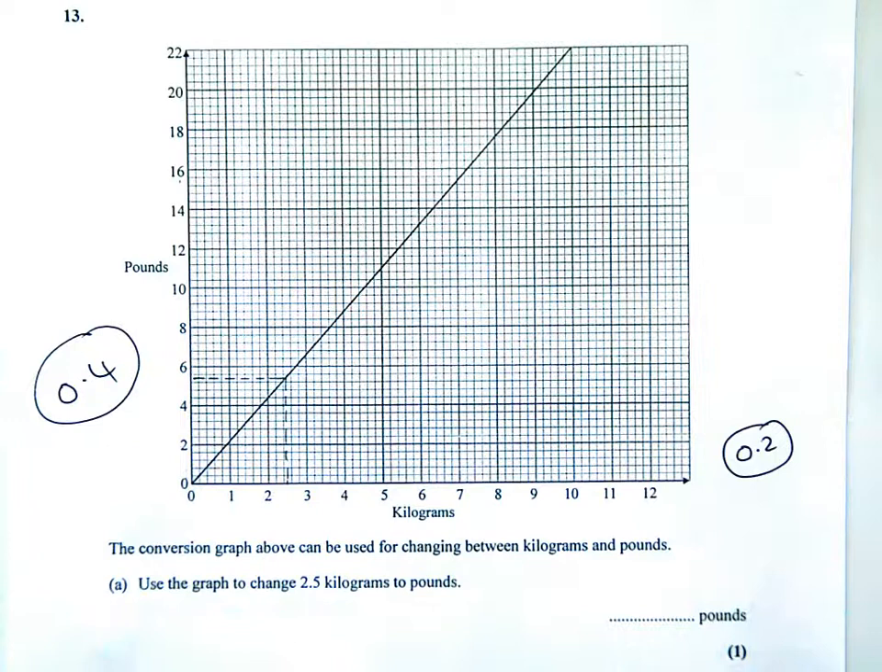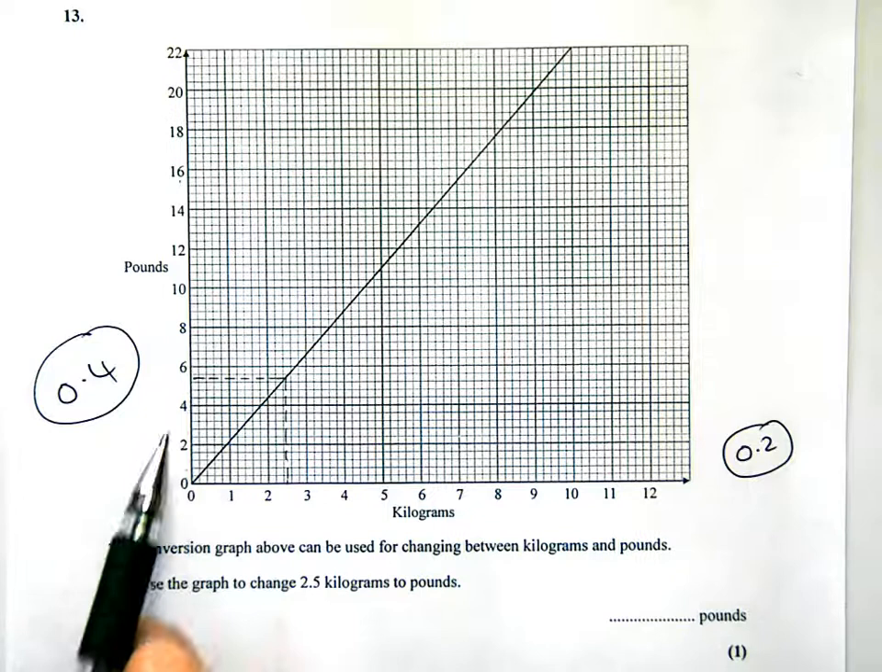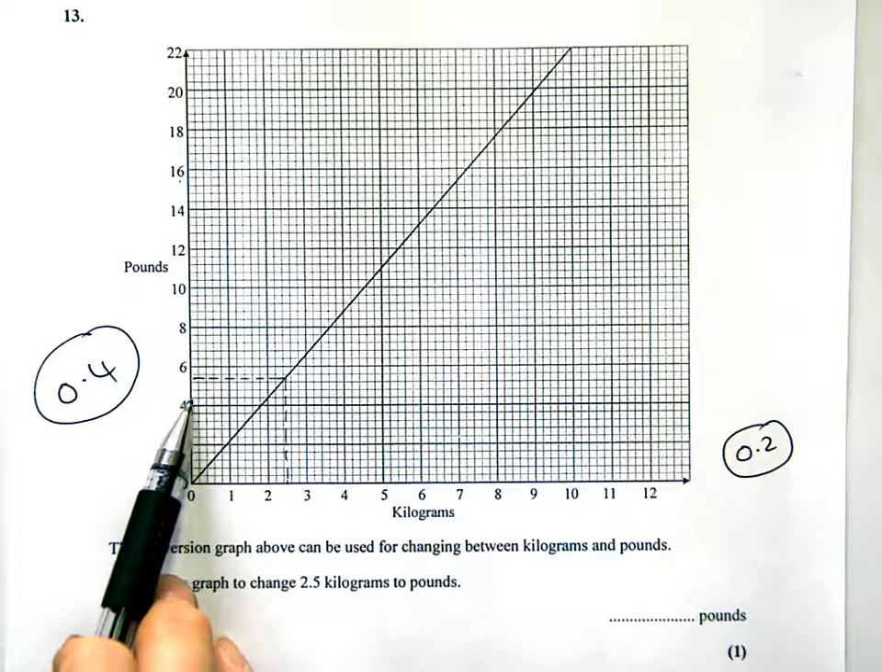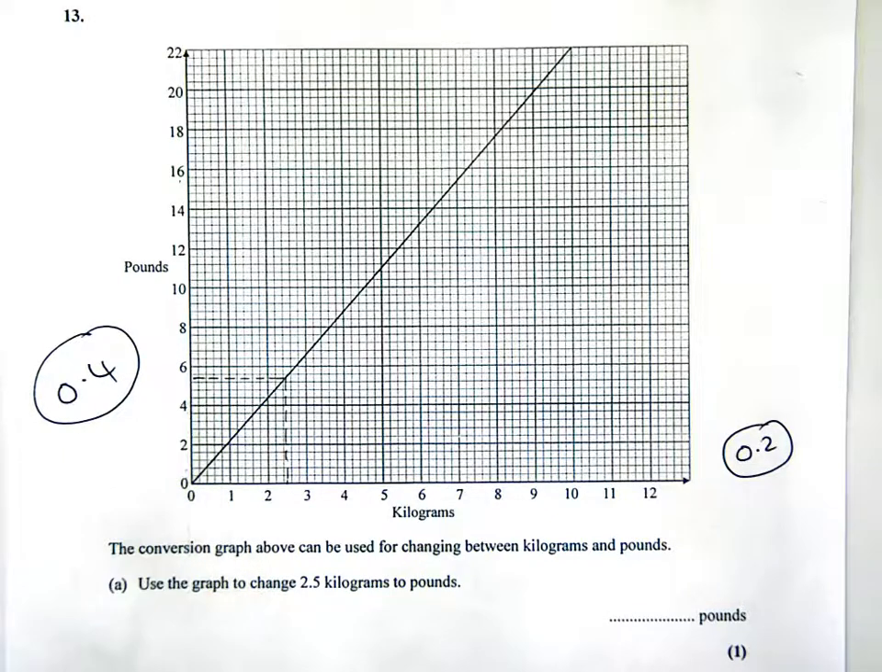Right, halfway between a square there. So let's read the axis, let's read it carefully. 4, so reading the value, 4, 4.4, 4.8, 5.2, 5.4. That's 5.4 pounds.